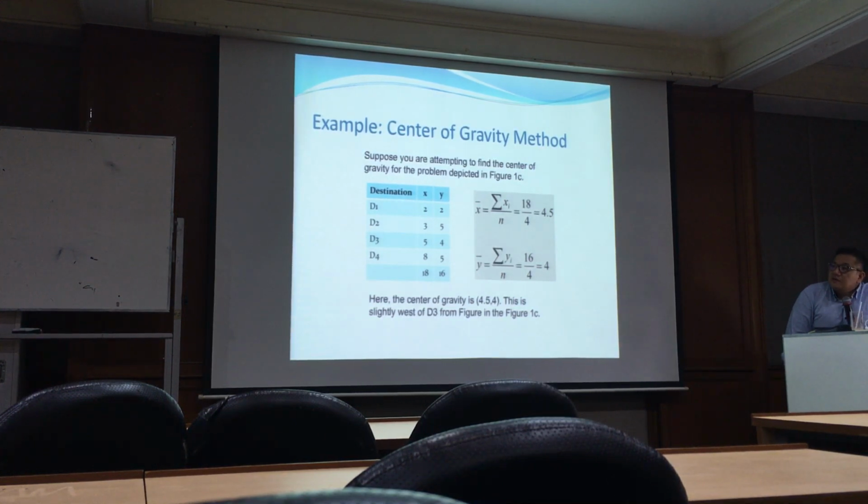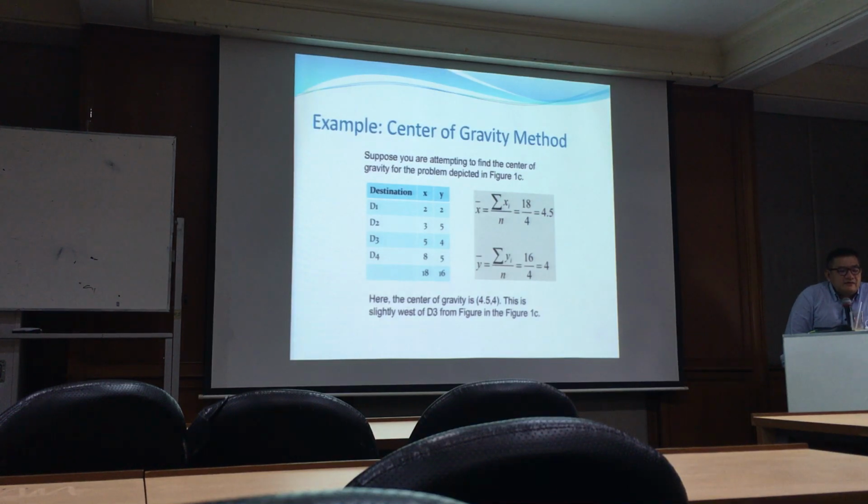So then the coordination that's suitable for the distribution center: you sum up all the x coordinates, in this case 2 plus 3 plus 5 plus 8, you have 18. And then divided by the number of destinations, in this case 4, you have 4.5. And we do the same way for the y coordinate. So you sum up all the y distances, 2 plus 5 plus 4 plus 5, you have 16. And then using 16 divided by 4, the number of destinations, you have 4.